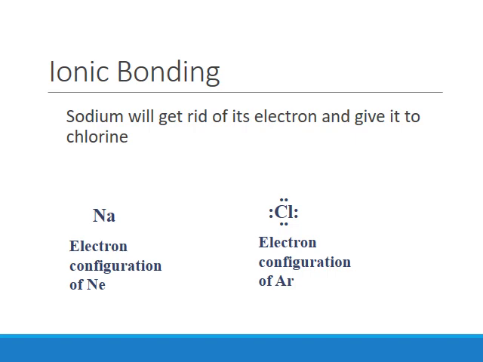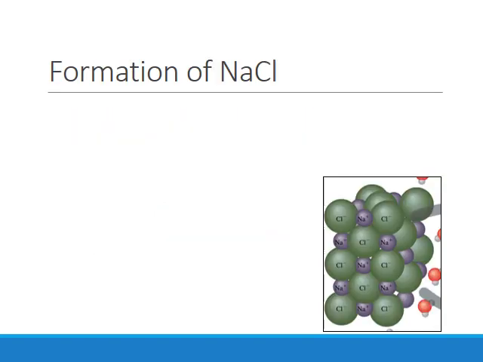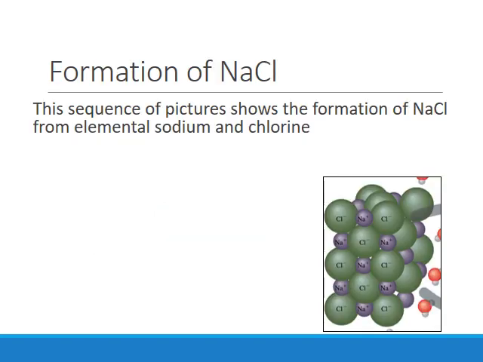Sodium has gotten rid of its electron, chlorine gains it. Sodium now has the electron configuration of neon. Chlorine, which is now a chloride ion, has the electron configuration of argon. Another consequence to this electron transfer is that sodium now has a +1 charge because it lost an electron. The chloride ion has a -1 charge. And these positive and negative ions attract each other. And that makes our ionic bond. We have made sodium chloride.